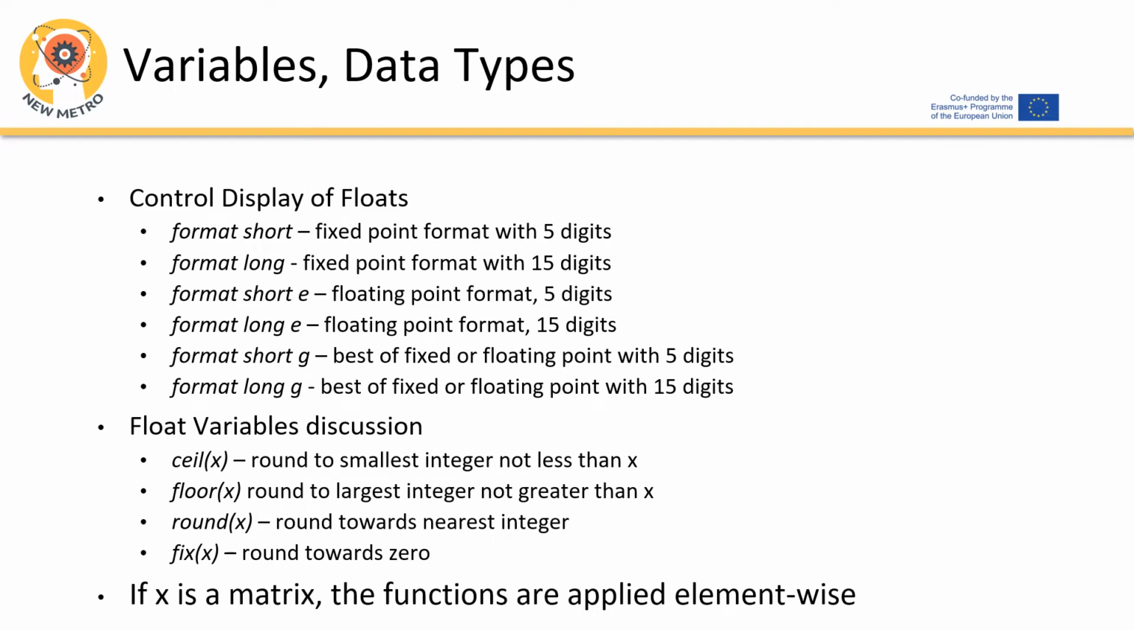A bit of discussion on floating variables. We have ceil of X, which rounds to the smallest integer not less than X, floor of X, which rounds to the largest integer not greater than X, round of X, which rounds towards the nearest integer, and fix of X, which rounds towards zero. Note that if X is a matrix, the functions are applied element-wise.